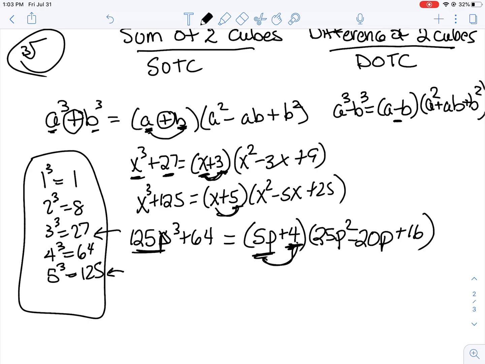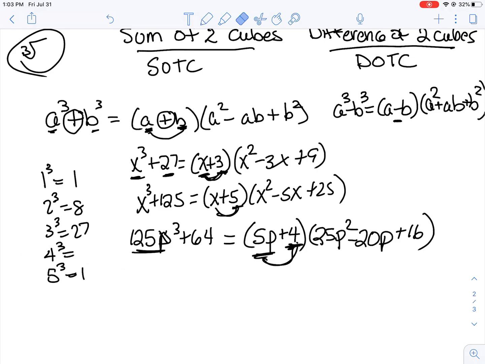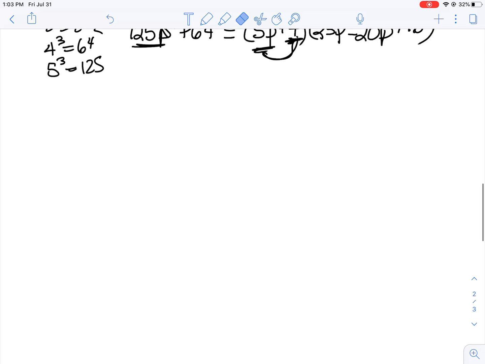So this pattern works every time that you have perfect cube numbers. You can look at the chart. I will keep most of them on this chart, but if you're not sure of a cube root, you can always use that button.